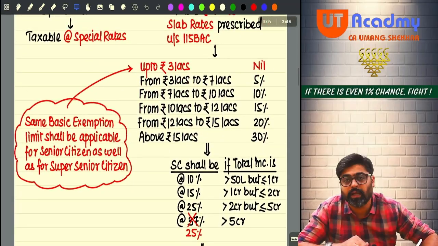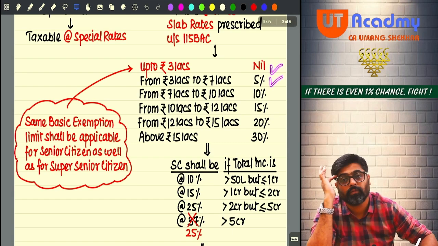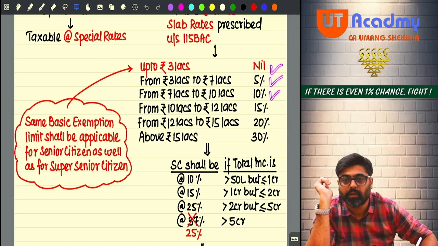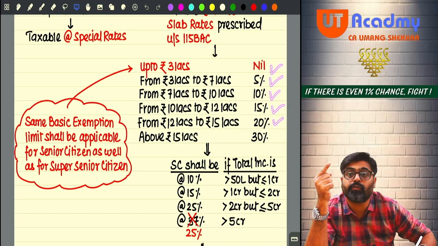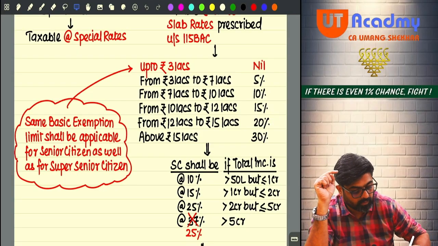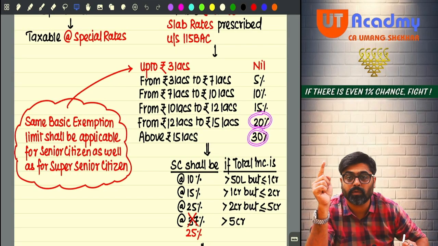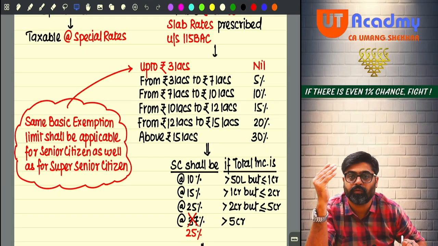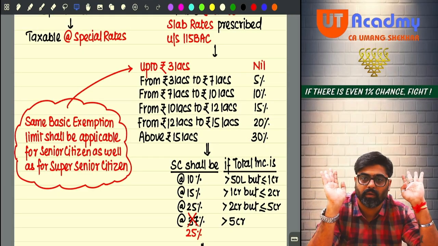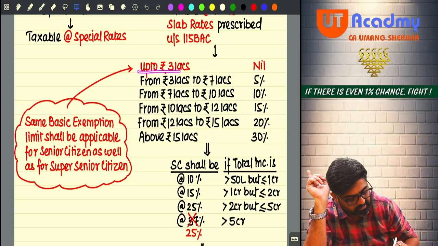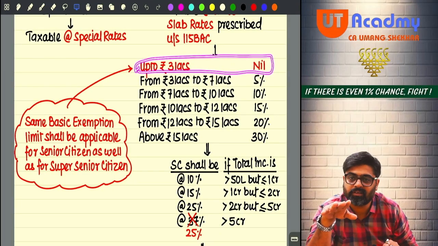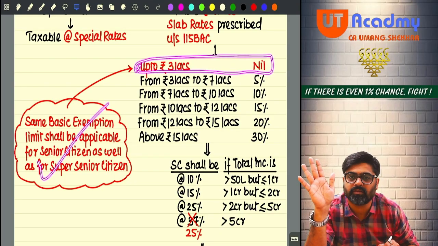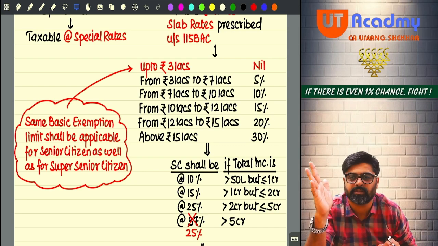Concessional tax rates. First 3 lakhs, no tax. 3 to 7, 5%. 7 to 10, 10%. Then 10 to 12, 15%. And then 12 to 15, it is 20%. Then above 15, see, from 20 directly jump to 30. Don't make it 25. Above 15, it is always 30. Now, this is the basic exemption limit which you are going to get if you follow 115BAC. And this is the same even if you are a senior citizen or a super senior citizen. It will not change.